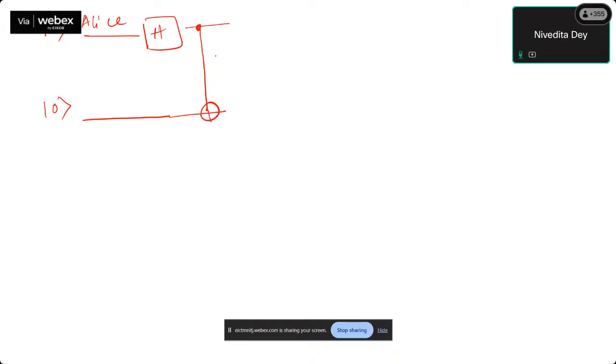You must be knowing what I am trying to do with the Hadamard and the CNOT. So this is a Bell state now. So this particular part is nothing but my entangled Bell state generation. It's nothing but 00 plus 11 by root 2, that thing. So this is the Bell state generation step.